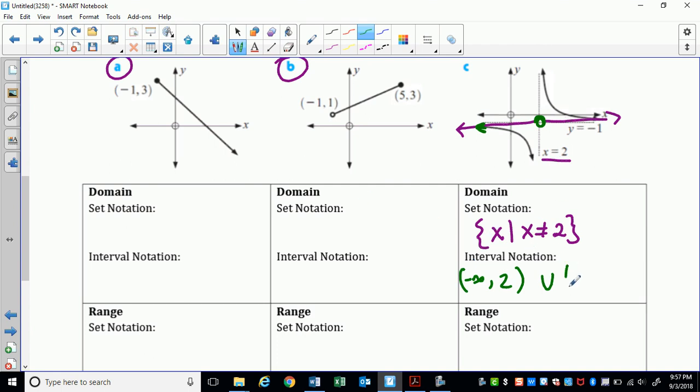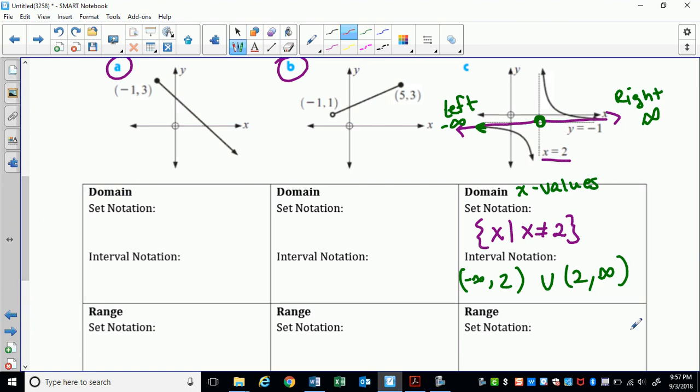Now I'm going to start again at 2 because it goes infinitely close to 2, but it's never going to touch. And then it's going to go on infinitely to the right. Okay, so to the left is negative infinity, and to the right is infinity. We don't really put a positive in front of it. It's just infinity. Okay, parentheses. Just use your parentheses. Now your domain is your x values. But what is the range in this case?